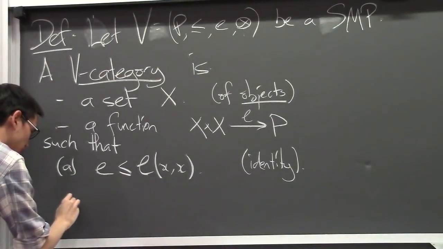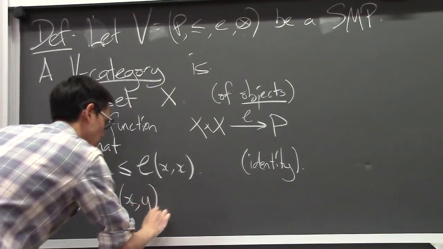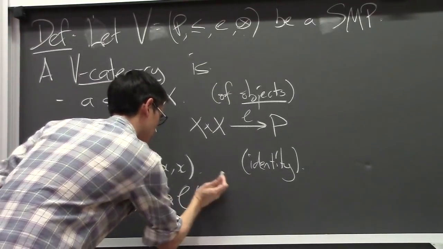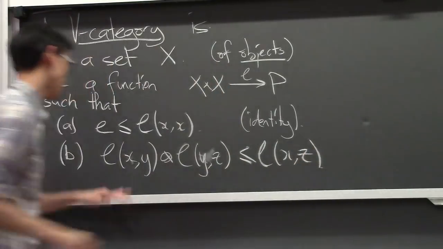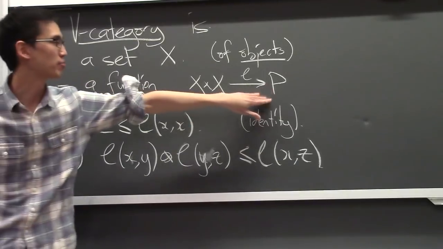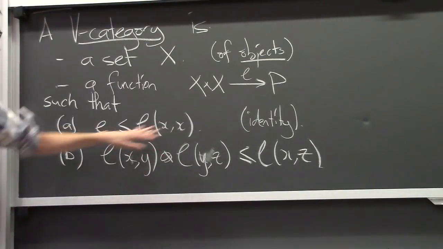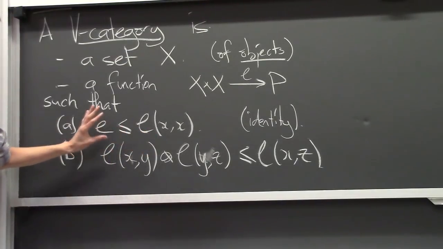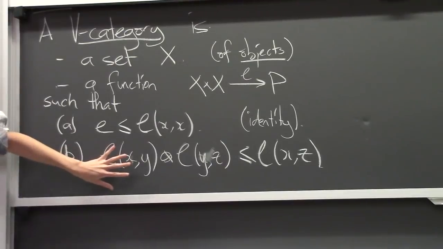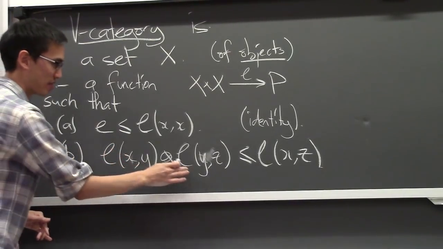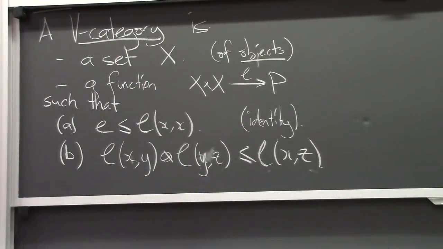The second one is called associativity, and this says that if we have three objects, X, Y, and Z, then the element. If we think of this preorder as data quantifying how much it takes to get from X to Y, let me interpret the axiom. This says that the way of getting from X to Y and the way of getting from Y to Z, when we combine it using the monoid operation, is somehow less than the way of getting from X to Z, which is exactly this idea here.